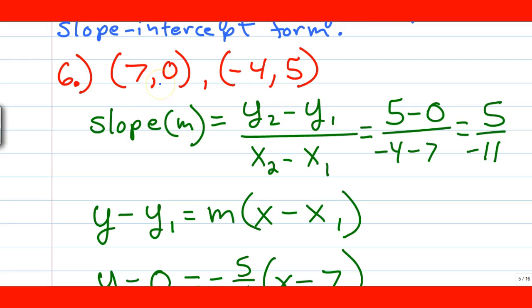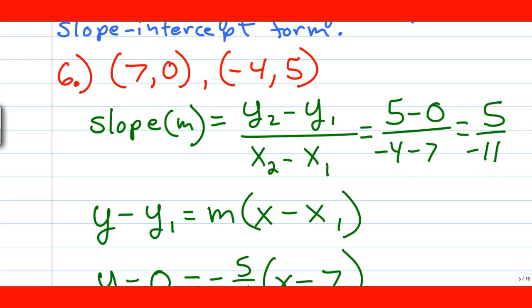The first one shown will be my first ordered pair. The second one will be, of course, my second ordered pair. So my y sub 2 comes from my second ordered pair, so it's a 5, minus the y sub 1, which is a 0, which comes from my first one. We do the same thing in the bottom with the x's, so I take from the second one the negative 4 minus the positive 7, and I solve it out. So I end up with a 5 over a negative 11.